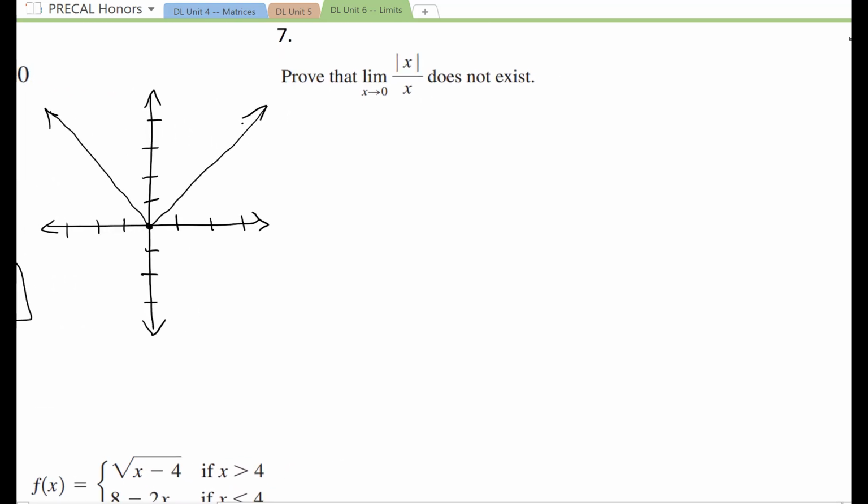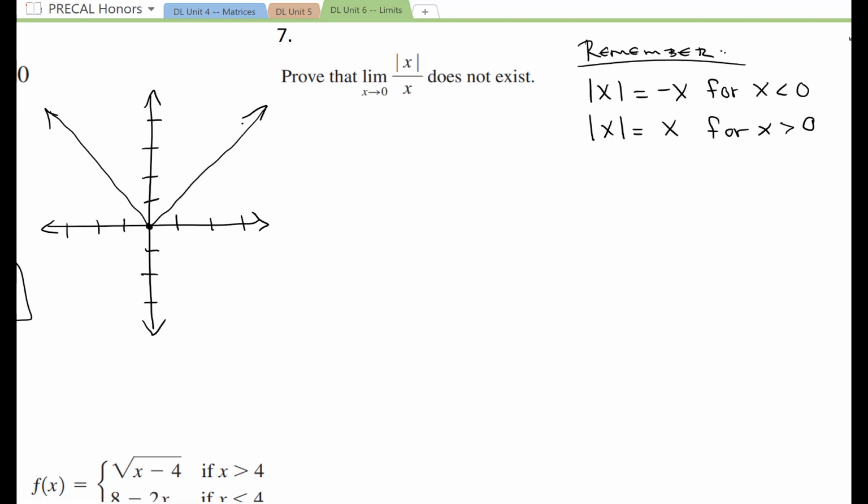Prove that the limit of absolute value of x over x does not exist. Fun. We're going to use the piecewise function that we did in number 6 to help us. Remember, if we're approaching 0 from the left side, we're going to use the piece of the piecewise function that shows absolute value of x is equal to negative x when x is less than 0. So if we're approaching from the left side, from less than 0, then we can replace this absolute value with negative x because we're only approaching from the left side.